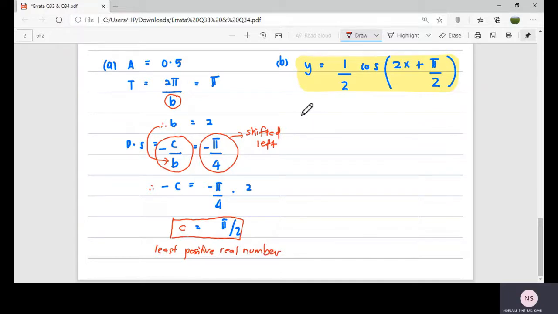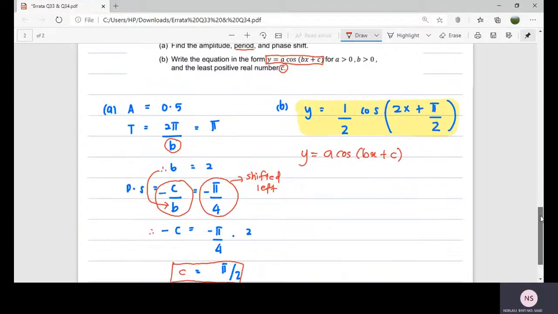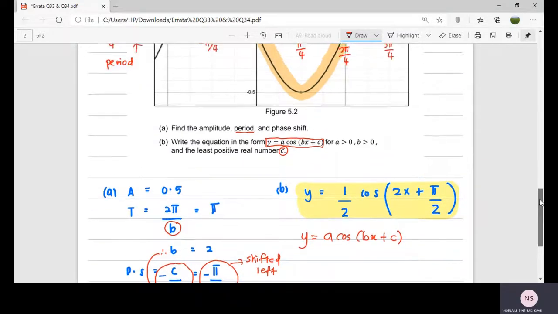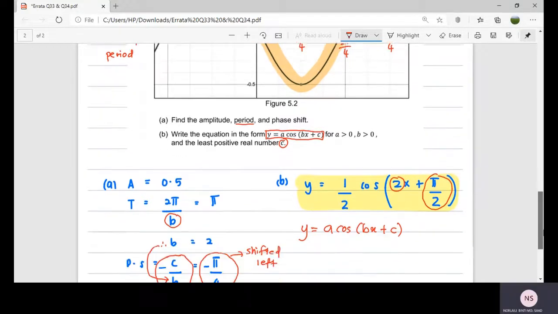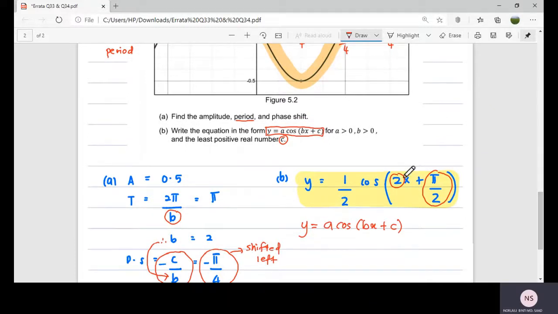Then we substitute into the formula, which is y equals A cos Bx plus C, because the formula was in terms of plus C. Then you substitute. A just now is a positive 1 over 2, and then B we have positive 2, and C we have positive pi over 2. Okay, so this is the answer for question number 34.